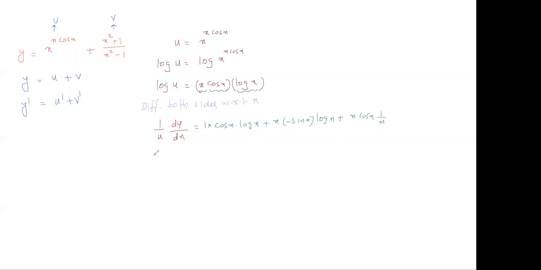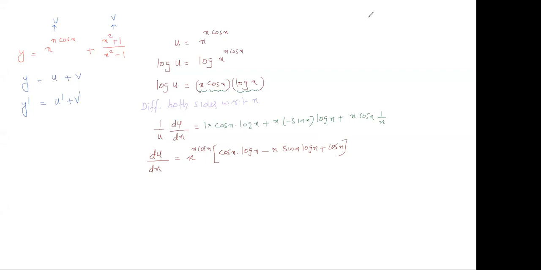So du by dx is equal to cross multiply u into, so your u is x to the power x cos x into the remaining, that is cos x into log x minus x sin x into log x, and x will get cancelled, plus cos x. So you got du by dx. Now we have to find the second.